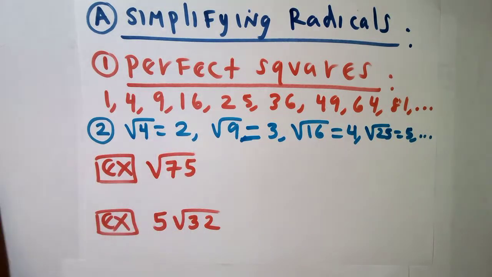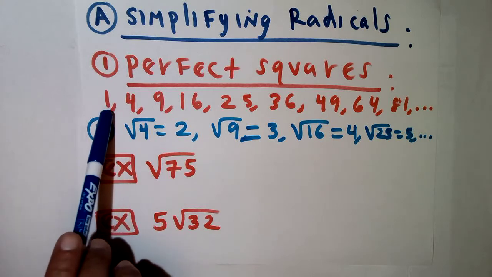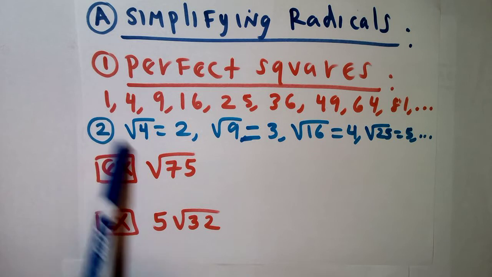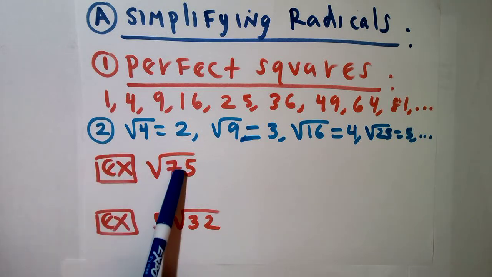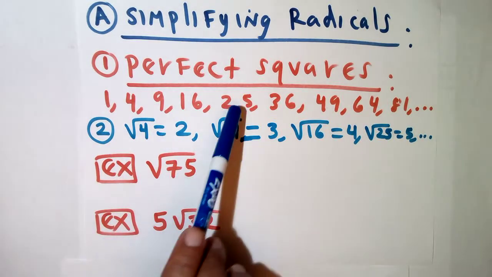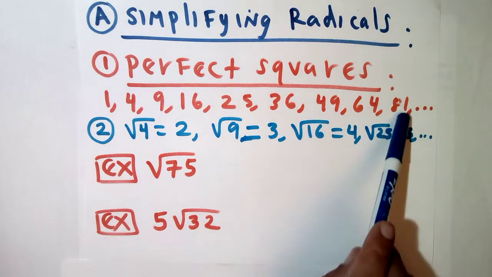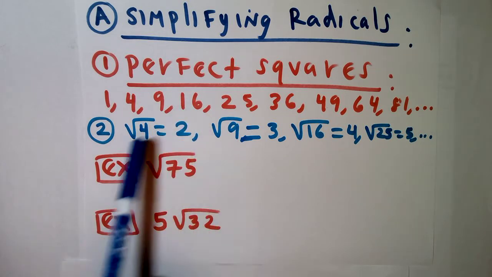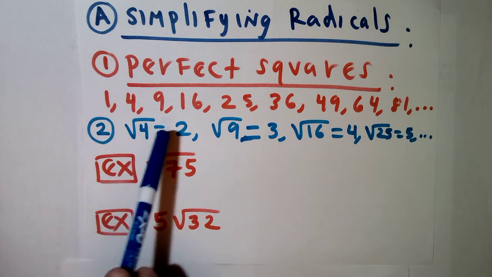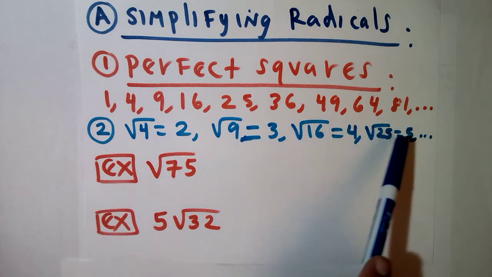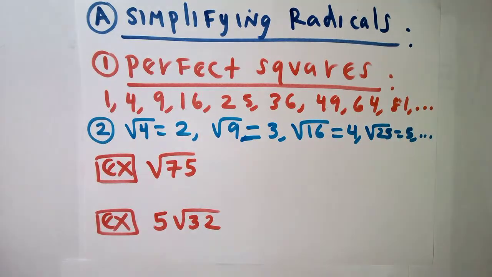But let's talk about the perfect squares. We're going to start with 1, but in this case, we never use 1 because 1 is not going to change the outcome of the radical, the number on the inside. So here you have 4, 9, 16, 25, 36, 49, 64, 81, and you just keep going. What is special about those numbers? Each one of them, when you find the square root, you're always going to end up getting a whole number. That's why they're special.